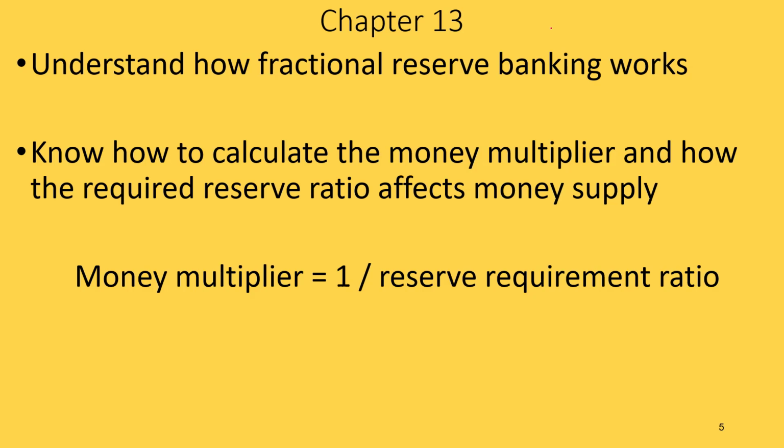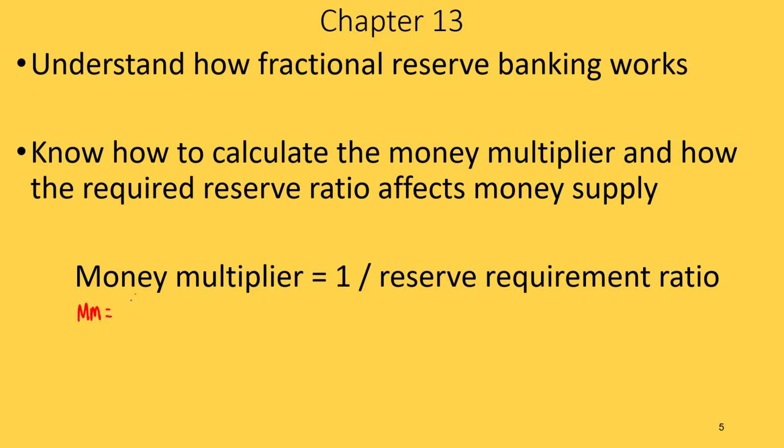So ideally, banks want to loan out as much money as they can, although they can hold on to what is called excess reserves, which are the amount of reserves that they have above the legal requirement. So know how to calculate the money multiplier and how the required reserve ratio affects money supply. All right, remember the money multiplier is just equal to 1 over the required reserve ratio.